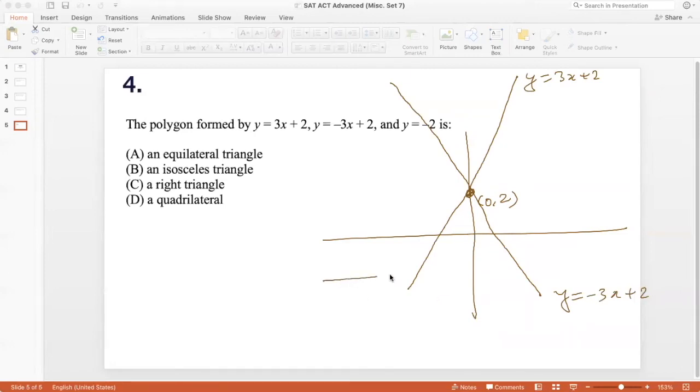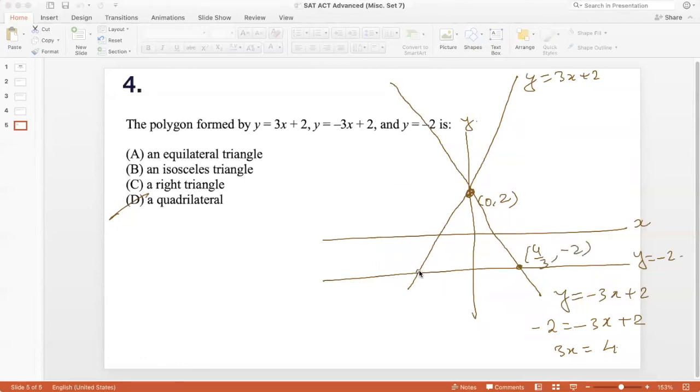And y equals negative 2 will be a line parallel to the x-axis, right? Where this is the x-axis and this is the y-axis. So I can see that this is a triangle, right? So it's not a quadrilateral. And what will be this point? This point is the intersection of y equals negative 2 with this line. So negative 2 is negative 3x plus 2. So 3x is 4. So x is 4 by 3. So this point is (4/3, negative 2).